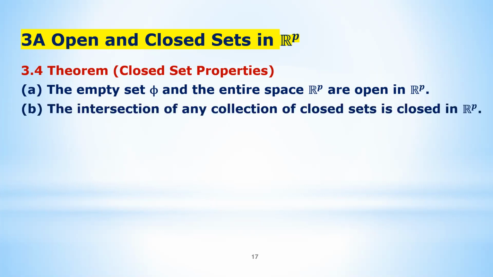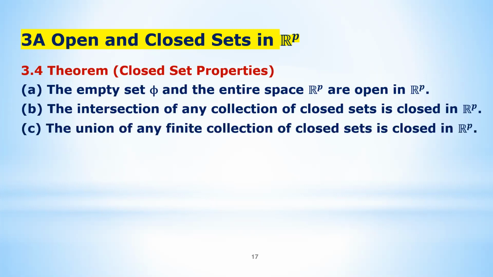Now part B is about intersection. In this case you can see this closed set property is opposite to the open set property. Remember, the open set property says that the intersection of a finite collection of open sets is open. Now you can see here in part B of the closed set property, the finiteness restriction is removed. I mean the intersection of any collection of closed sets is closed. There is no restriction that it be a finite collection.